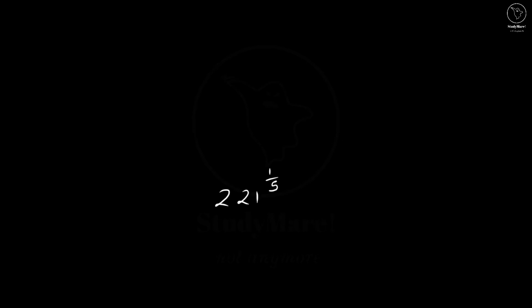Now let's have a look at this example, which says simplify root 1 by 4 plus 0.01 to the power minus 1 by 2 minus 27 to the power 2 by 3. It may look a bit complex at first sight, but it is not. It is as simple as any other question we have solved so far.